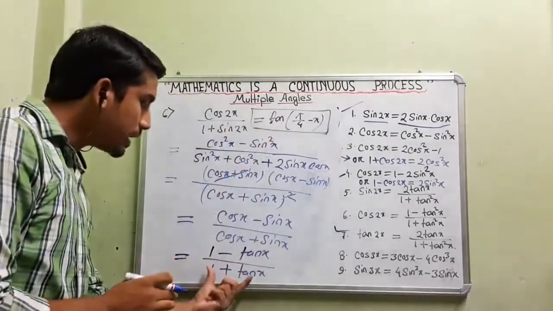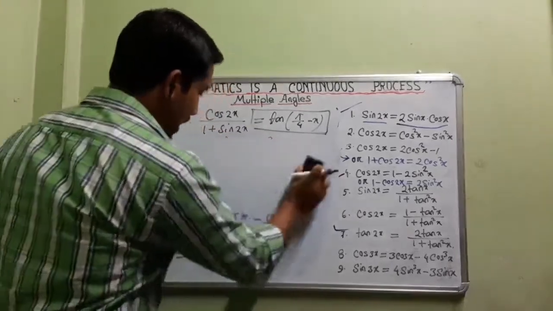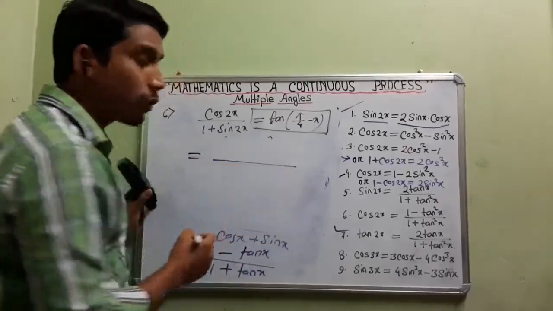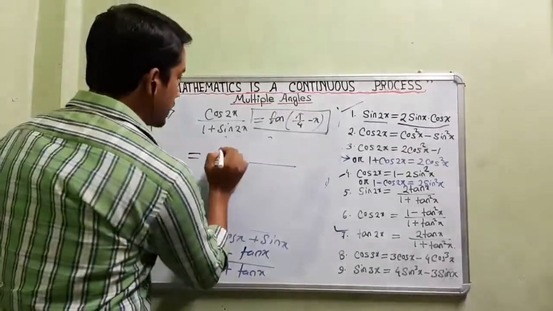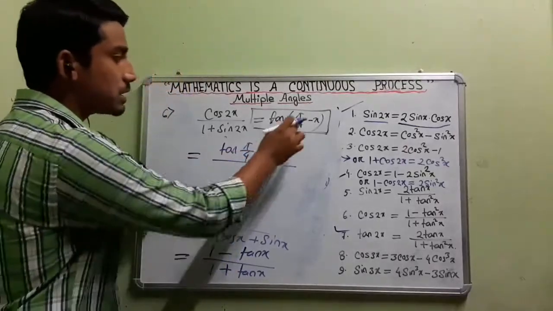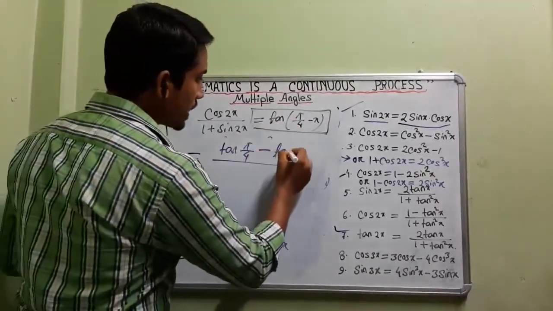Now let me arrange this one. How will I arrange this? You see, 1 minus tan x. What can we write for 1? The value of tan 45 degrees is 1, no? So in place of 1 I am writing tan pi by 4. I am not writing 45 because they have used pi by 4. That's why. Minus tan x, you keep as it is.